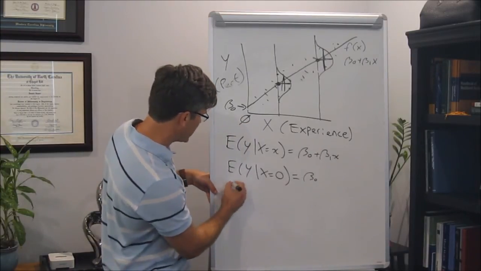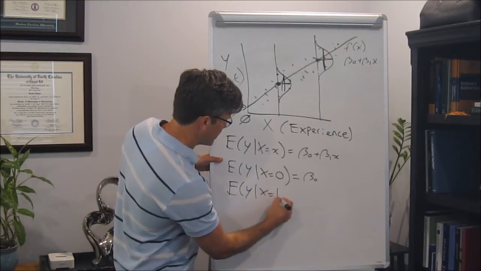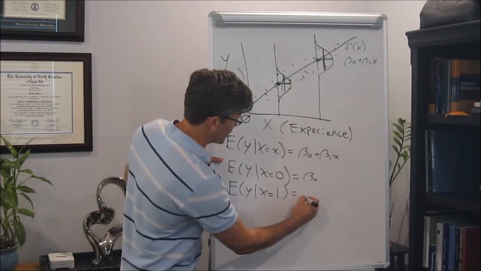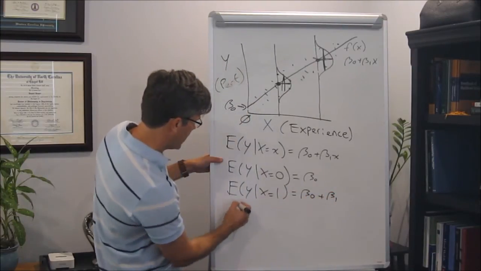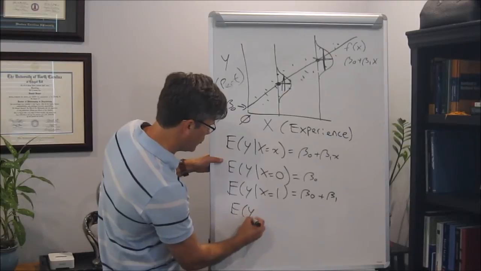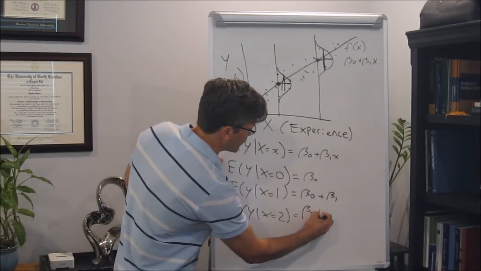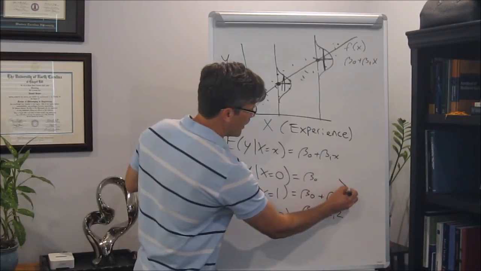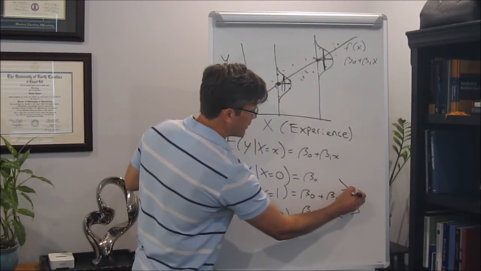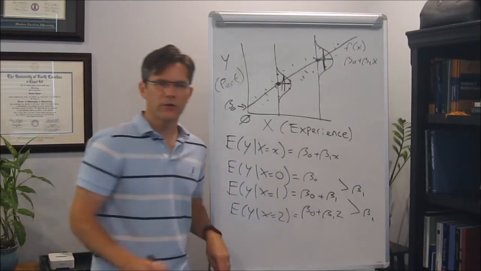All right, but what happens as experience goes up? What about if someone has 1 year of experience, let's say? Then we'd have beta naught plus beta 1. What happens if someone has 2 years of experience? Then we have beta naught plus beta 1 times 2. And notice that for every 1 unit increase in x, we get a beta 1 unit increase in y.